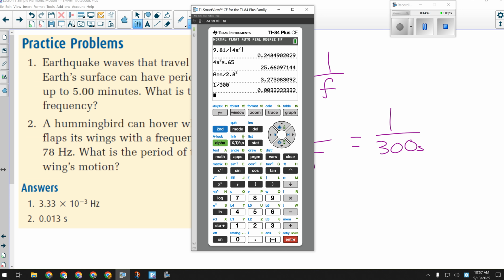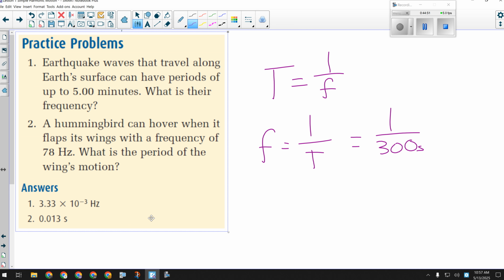So 0.003 repeating would be their frequency, way less than 1 oscillation per second for an earthquake wave. And then the opposite here for the hummingbird.